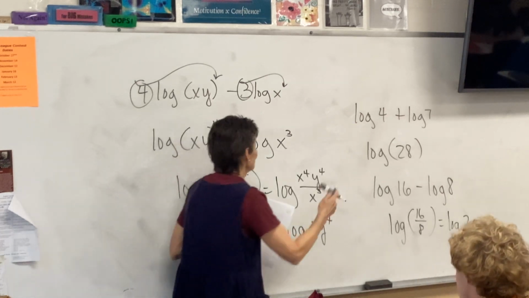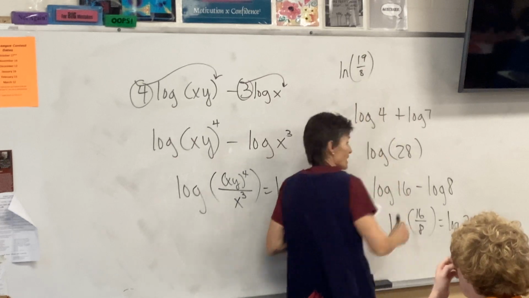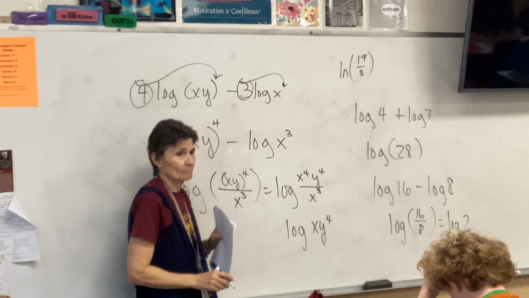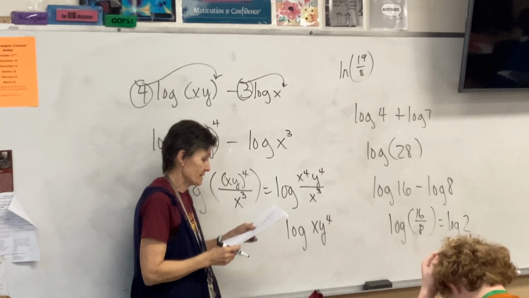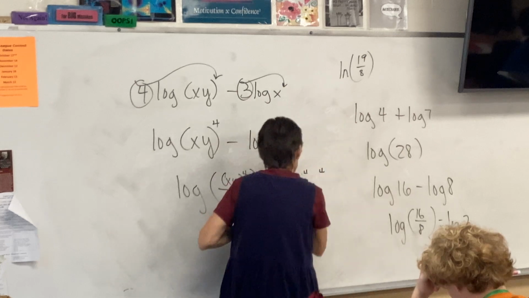No, not 2. Wouldn't it be 19 over 8? Yes. That's not 2. That doesn't reduce. So we just need ln 19 over 8. Now look at the next one.